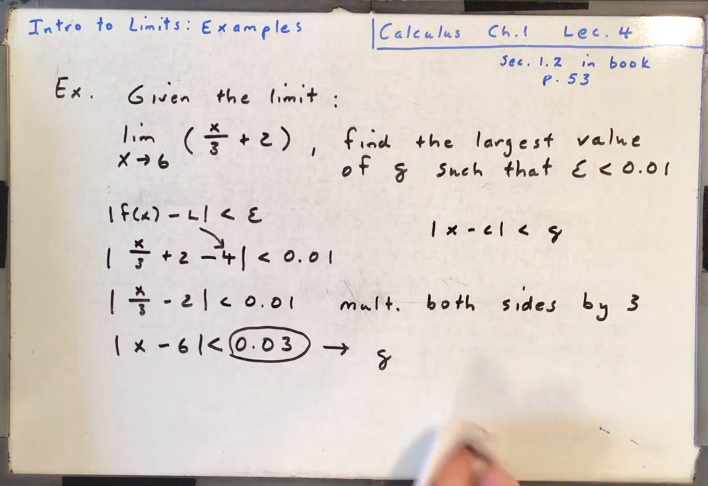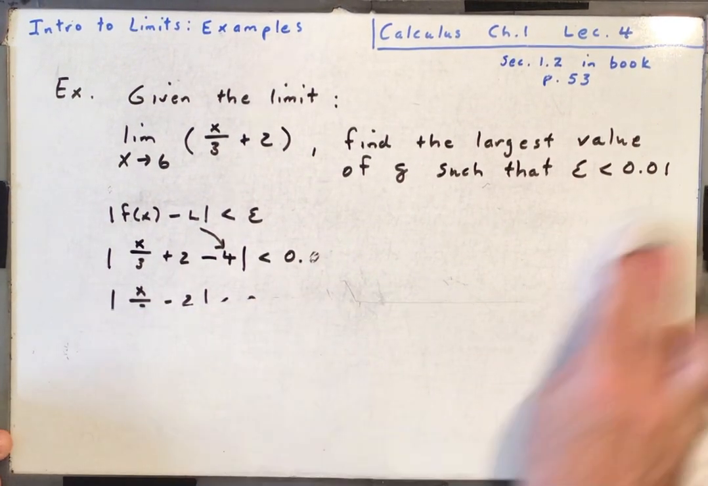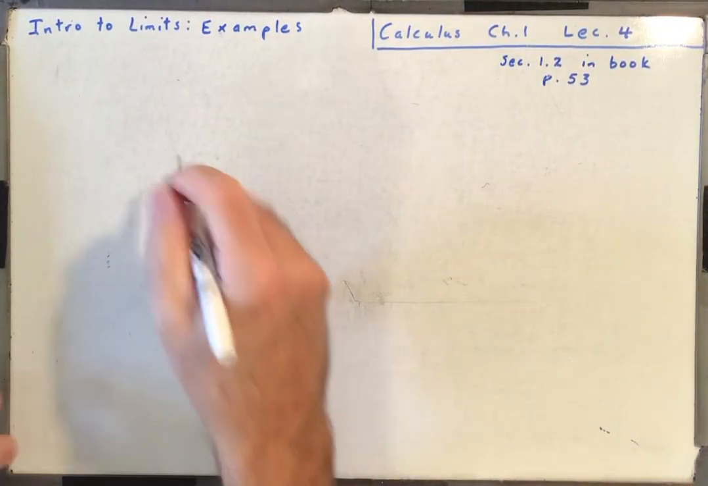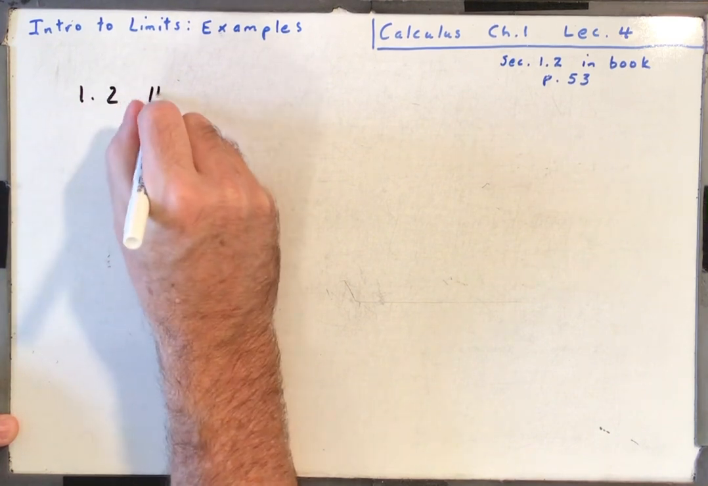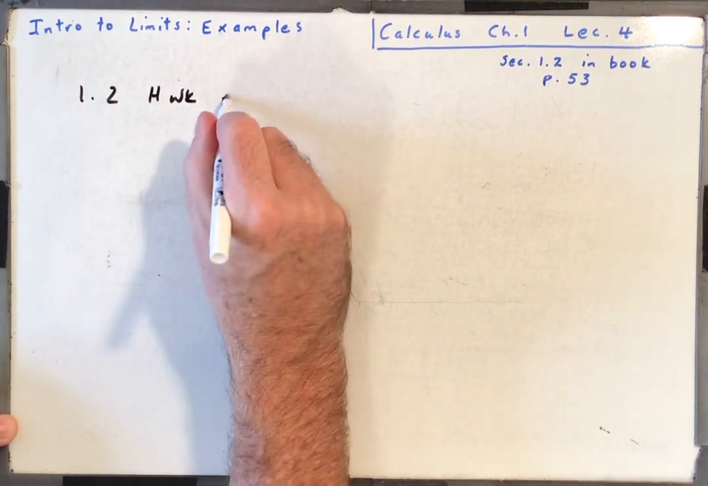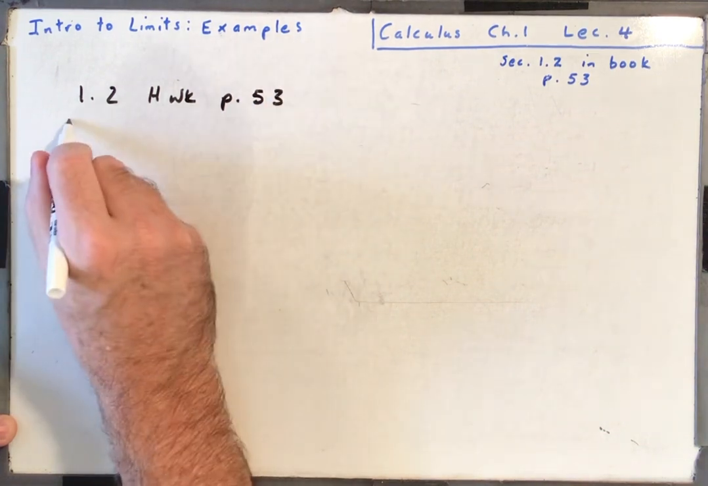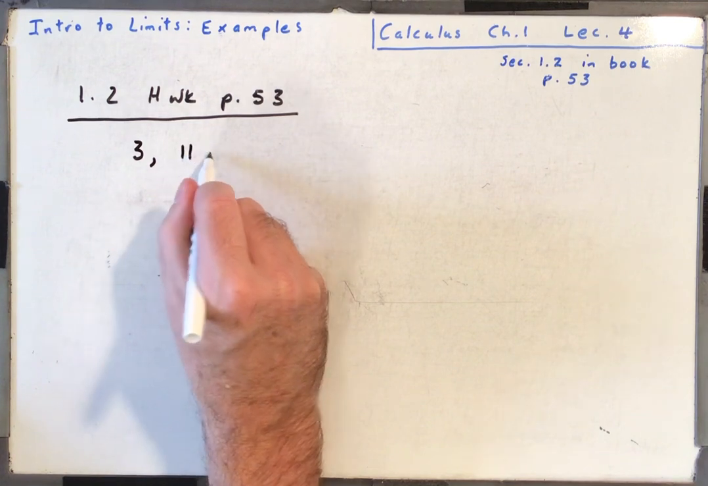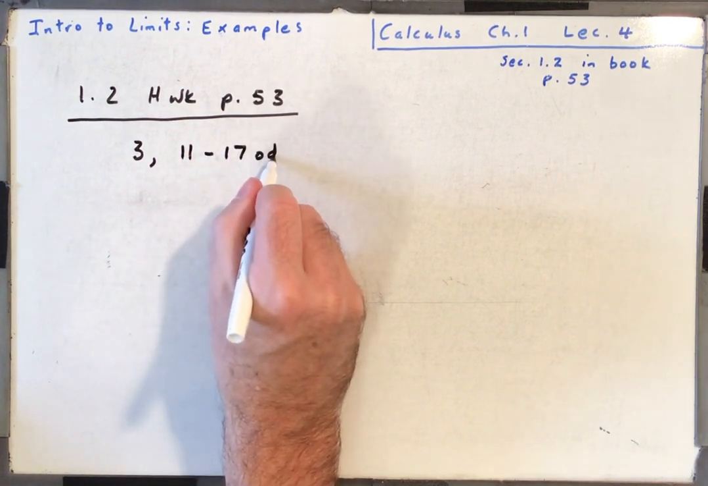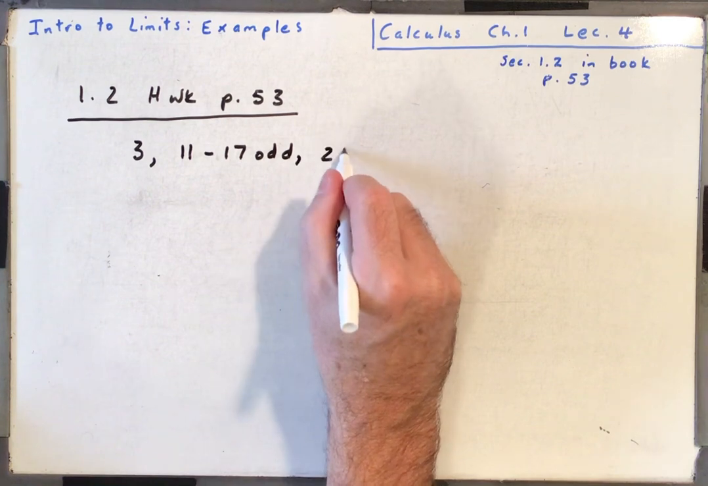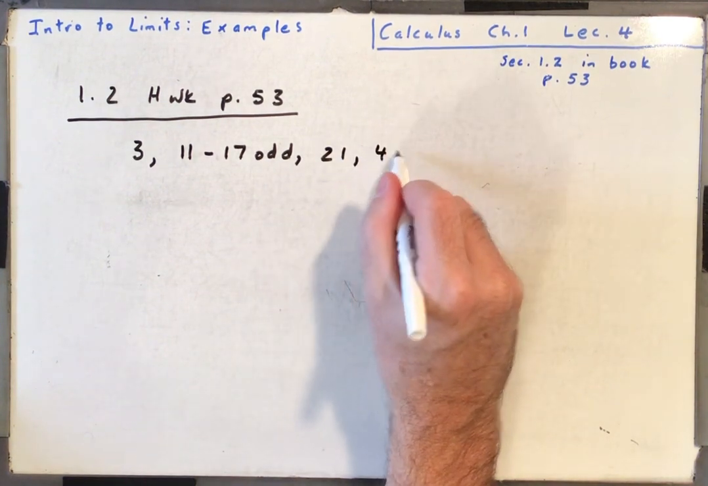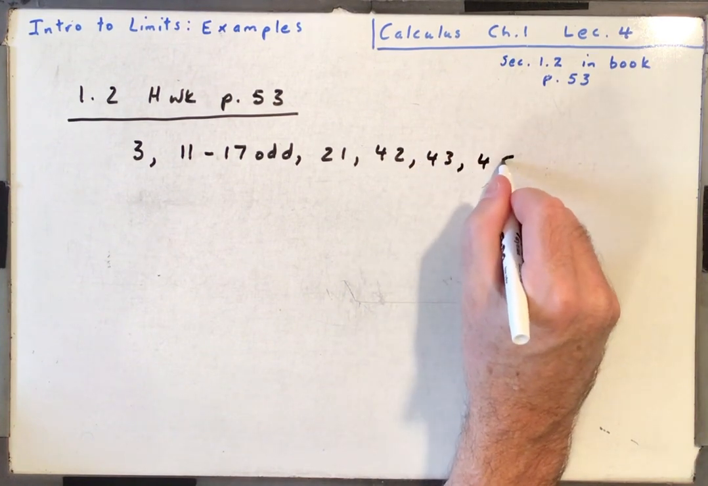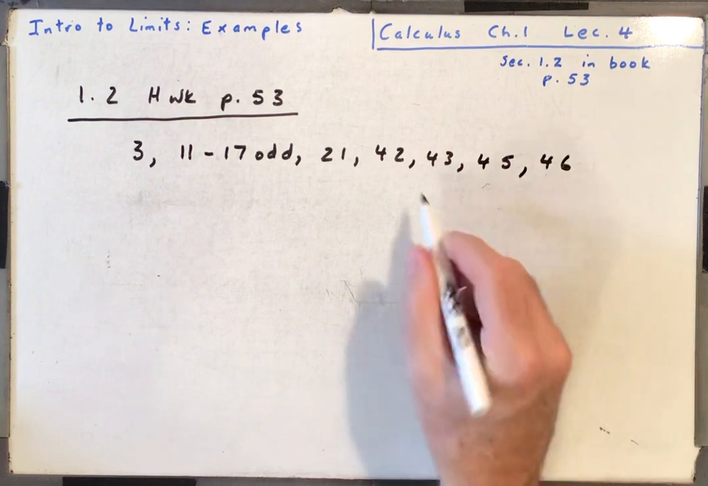So here's your homework for section 1.2. We're starting this on page 53 from your book. I want you to do 3, 11 through 17 odd, 21, 42, 43, 45, and 46. So that's a total of 10.